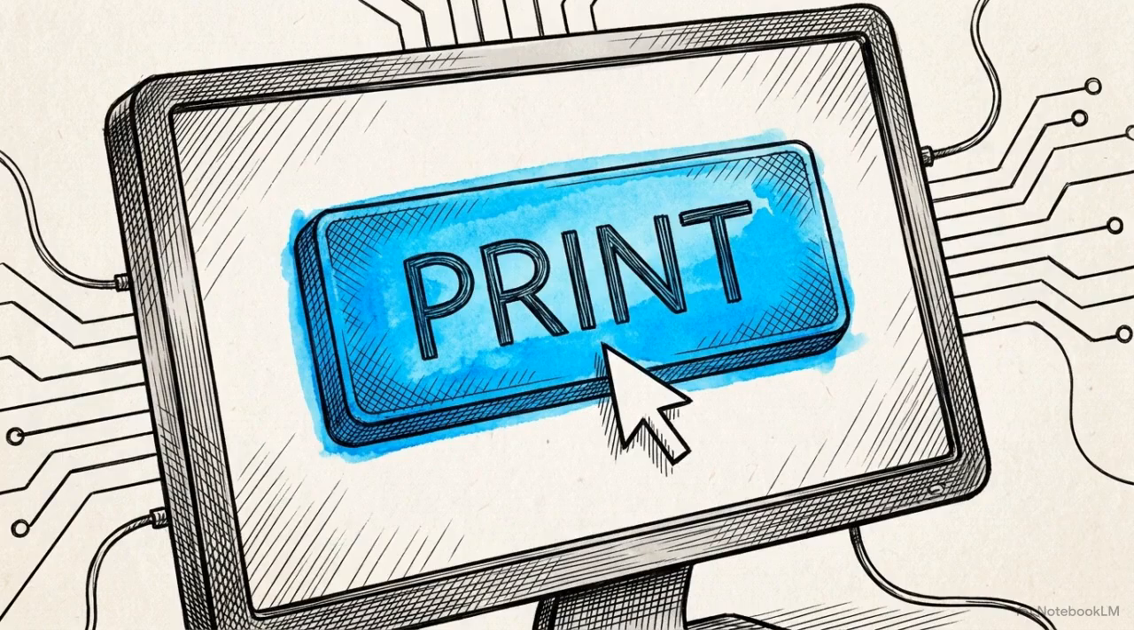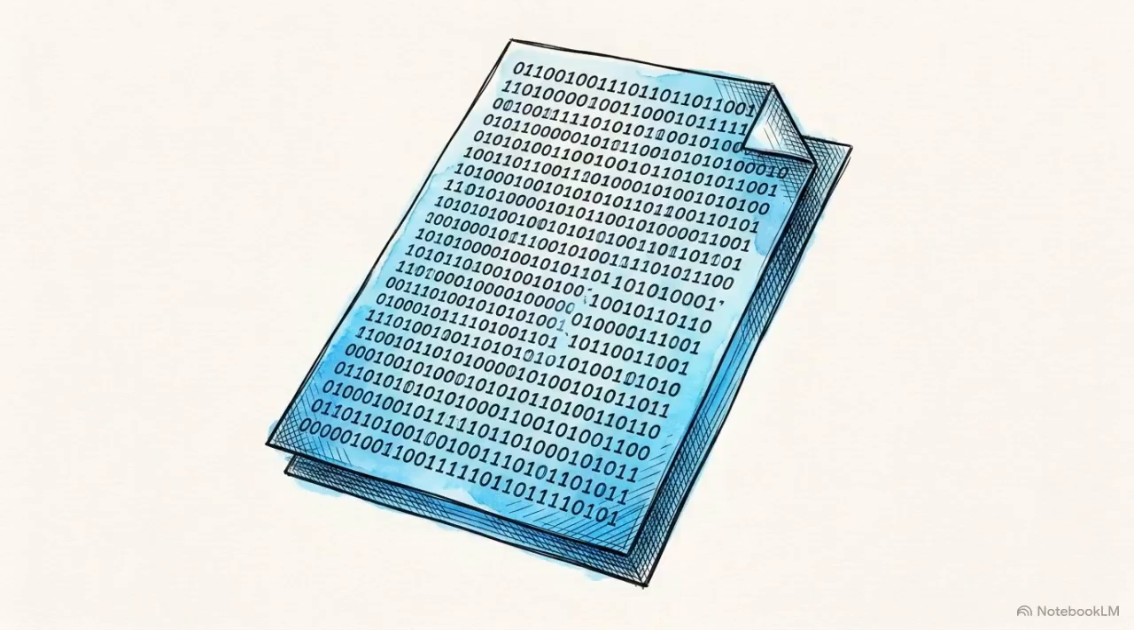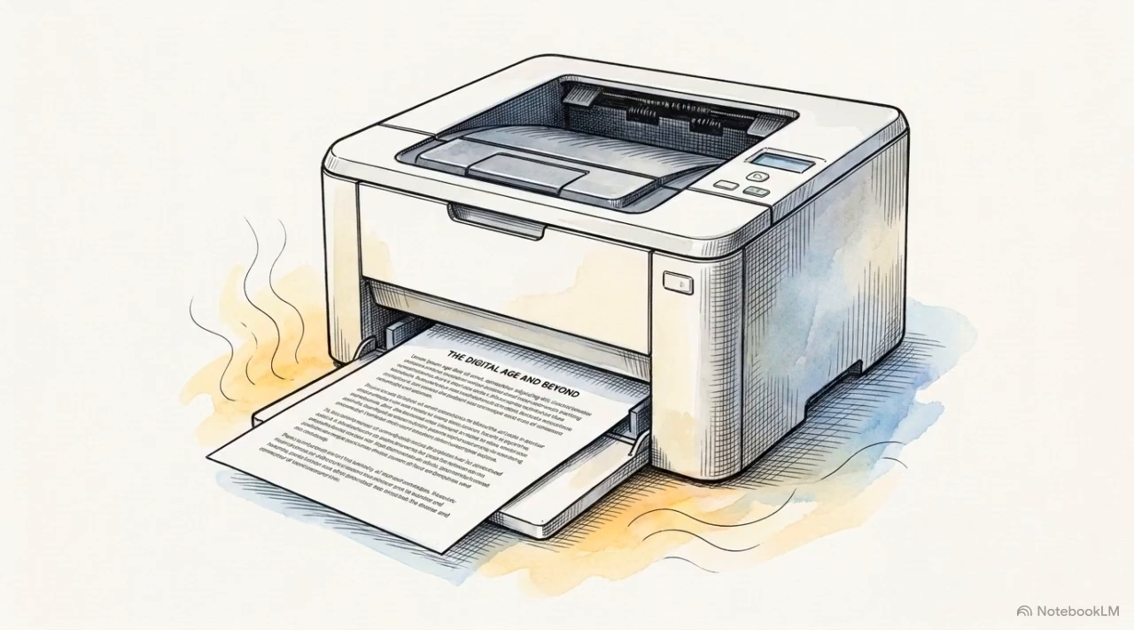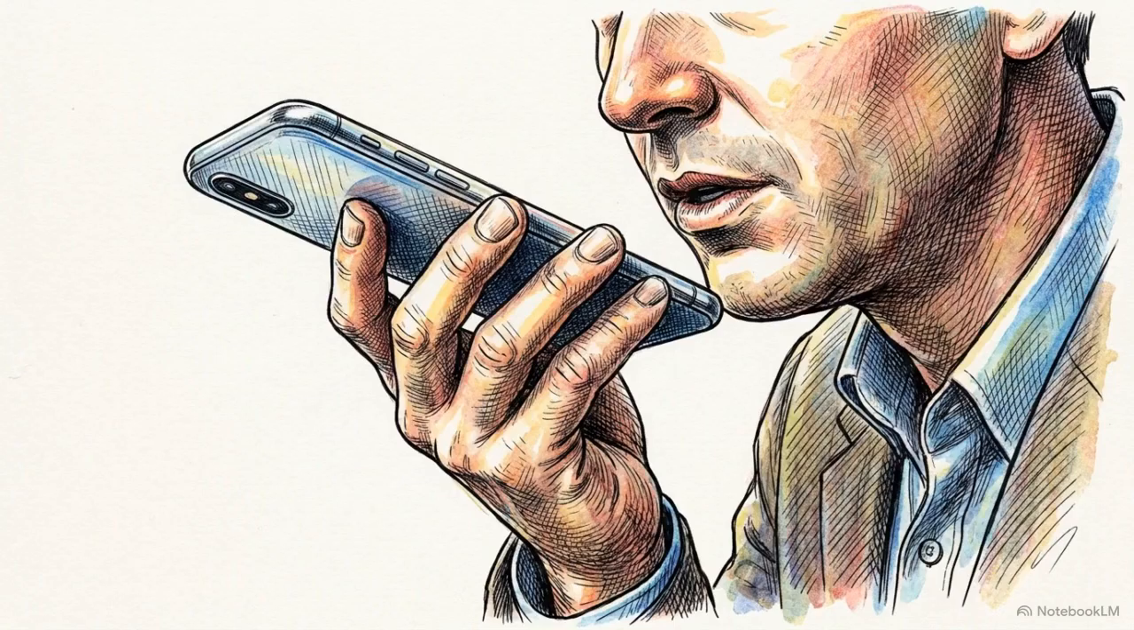When you want to print a homework assignment, you click Print. That is the input. The computer then translates your document into binary data. That is the process. The printer reads those zeros and ones, putting ink on paper. That is the output.